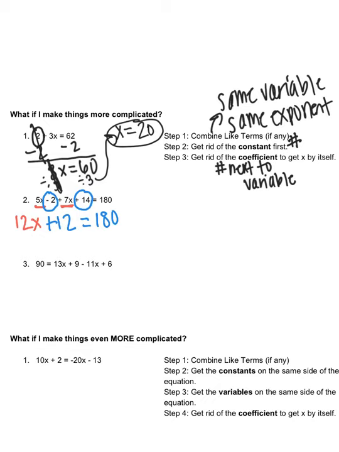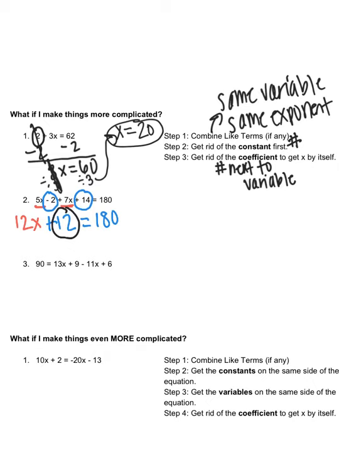Step 2 says get rid of the constant first. Well, which one of these is the constant? So I have 12x and I have positive 12. Remember, the constant is the number by itself, so that's going to be this guy right here, that positive 12.